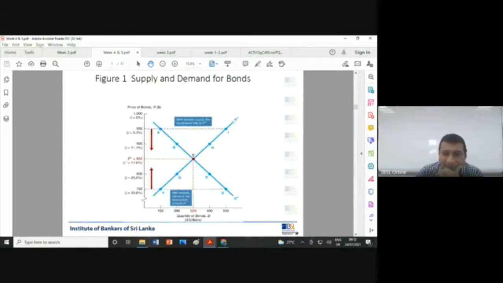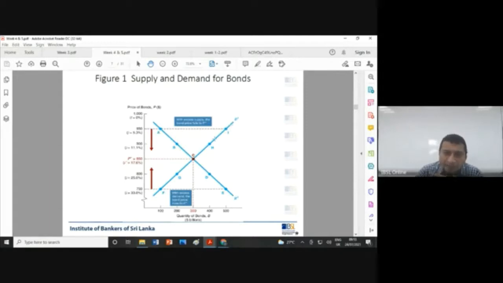The supply is greater, demand is less. So suppliers are happy, interest rate is lower because prices are high. So they are ready to raise more money. But demanders, no. Only a few people are ready to buy at this interest rate. So you have to give more interest rate. That means you have to reduce the prices. So you see along the demand curve, the prices are declining, interest rates are increasing.